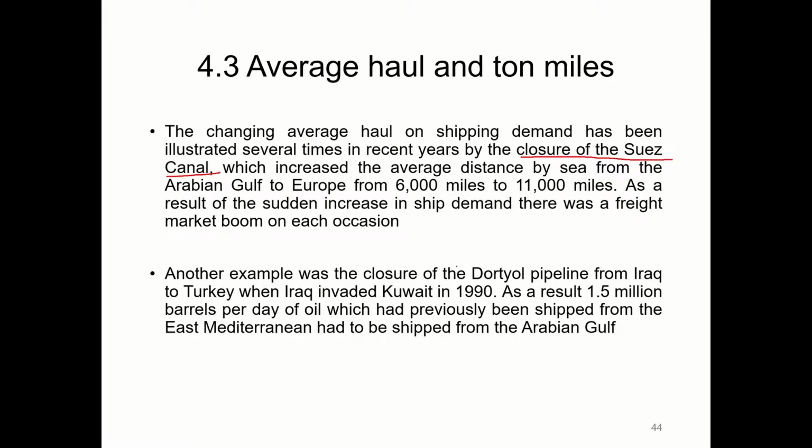In the past, if we were to trade between, let's say, the Middle East and Europe, you would go through a channel called the Suez Canal. But because of the closure of the Suez Canal, the shipments now have to go around the Cape of Africa. So this is Africa. They have to go around Africa and then to the European market. That increases the average haul from 6,000 to 11,000.